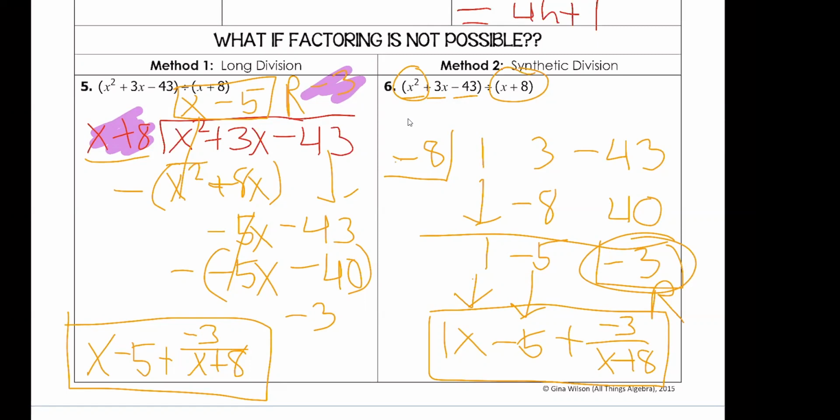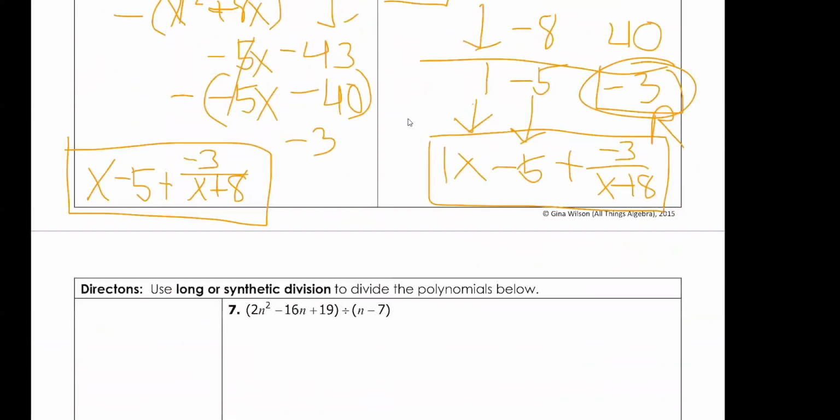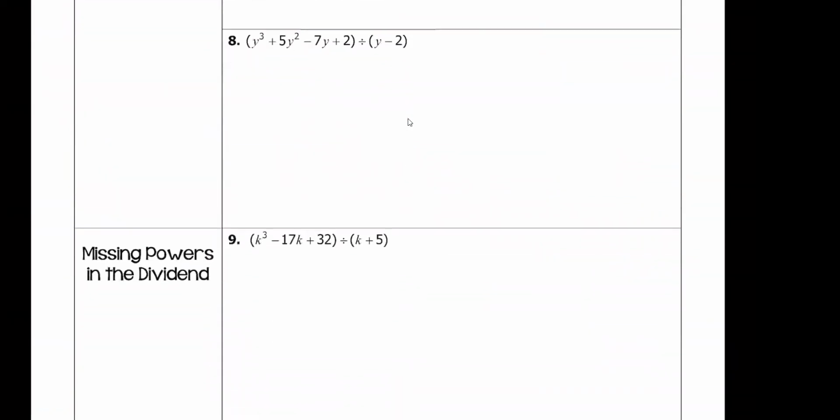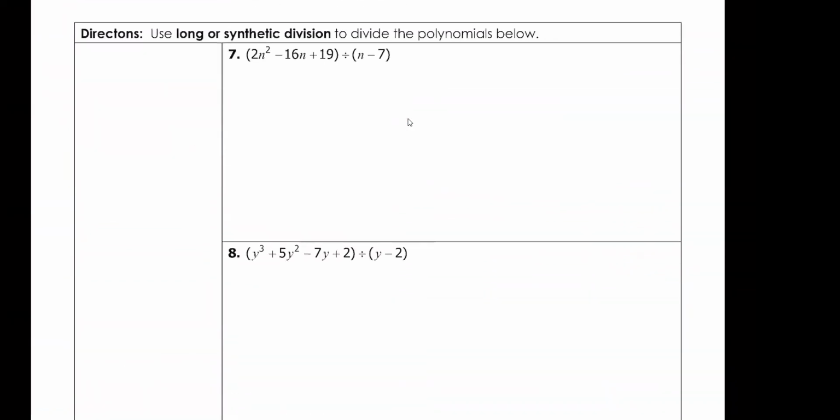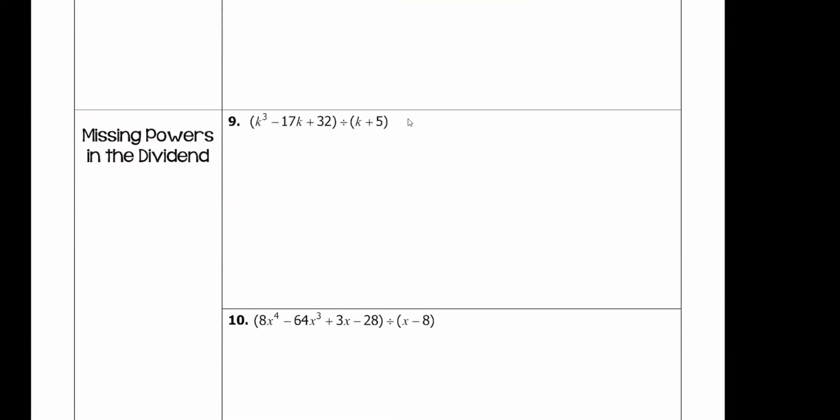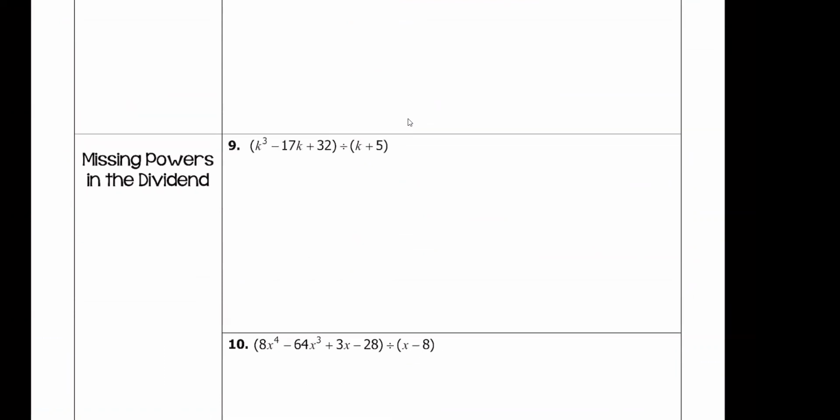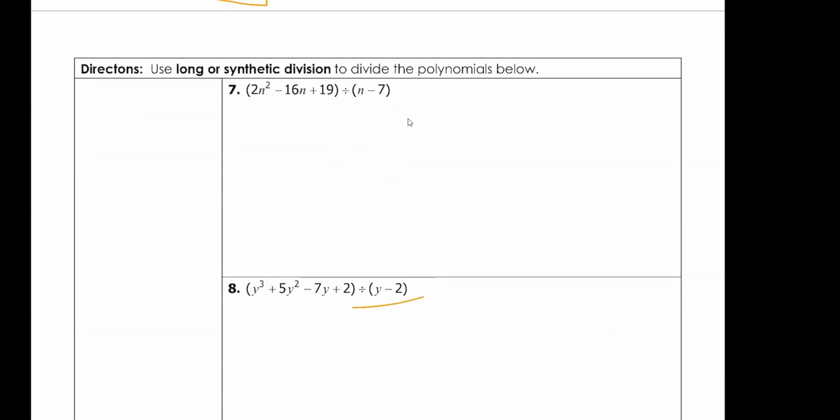Okay. So I'm going to move on. I'm just going to look at some more examples. For all of these, if you look at what we're dividing by, they're all binomials with no coefficients with the variable. So I'm going to do synthetic division for the rest of my examples, just because honestly, that's the method you're going to be using pretty much always in this class.